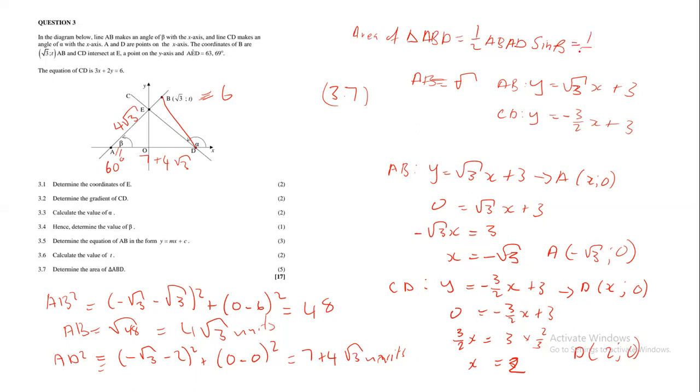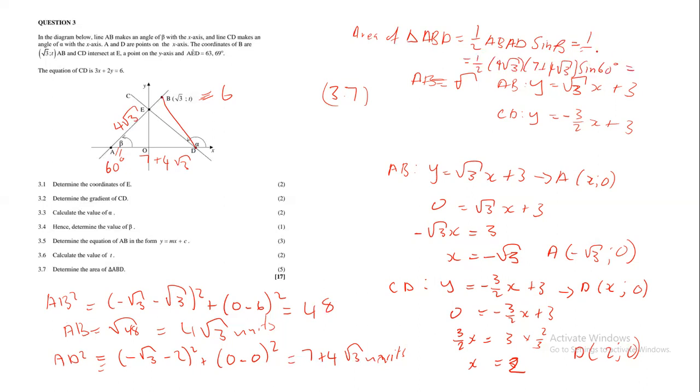Okay, and therefore let's substitute then. So we're going to have half. Okay, let me write it here. I'm not going to have enough space there. We have half. Therefore, what is AB in this case? AB, it's 4 root 3, multiplied by AD. AD in this case, it's 7 plus 4 root 3, multiplied by sine beta, which is 60 degrees.